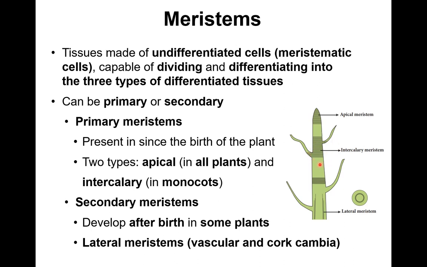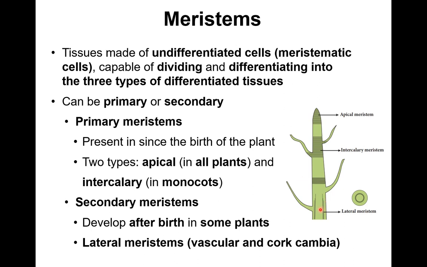The second type of primary meristem, which is present only in some monocots, is the intercalary meristem. So not all plants have it. In this case, it's not found on the tips, but in between nodes. Nodes are those areas where the branching takes place. So in the internode space, the space in between, they cause the growth of the space between the nodes, the internode. And then there are secondary meristems.